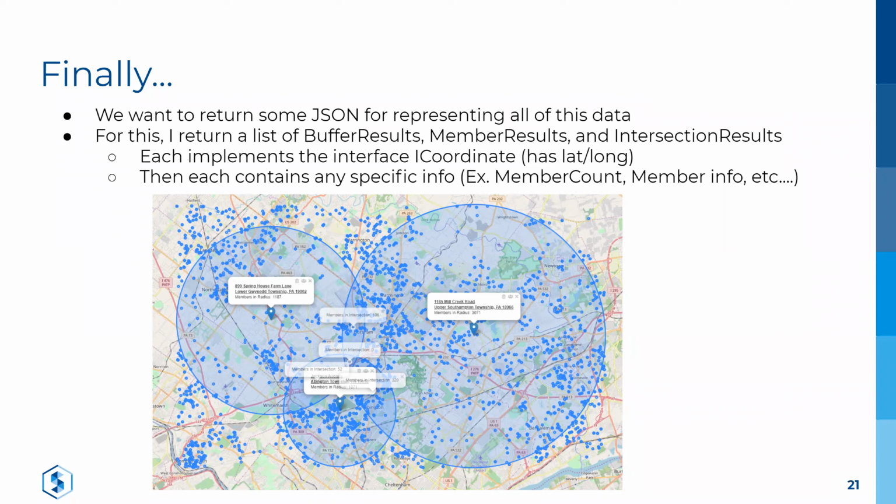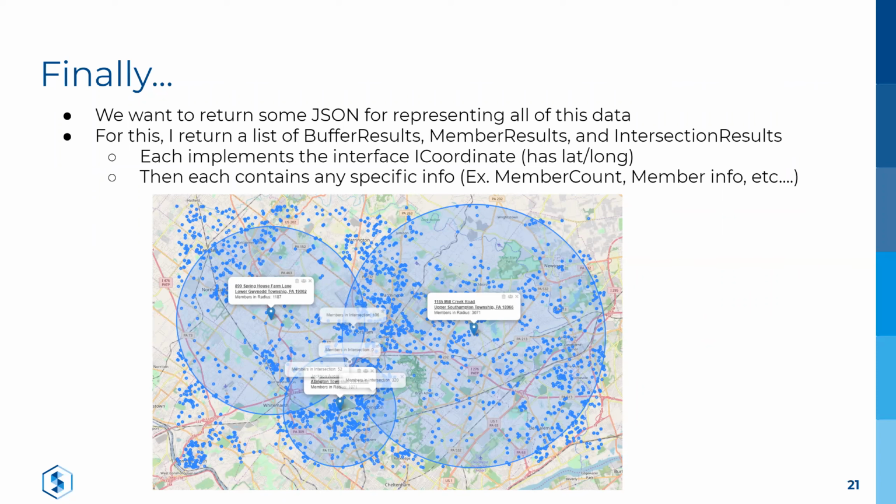When you look at this map, you can see all the little dots. Those are, of course, the member results. You can see the circles and the markers. Those are the buffer results. And then you see the intersection counts, and those are the intersection results. Each implements the same interface, I coordinate, basically meaning I have latitude and longitude. And then they contain any information specific to their count.